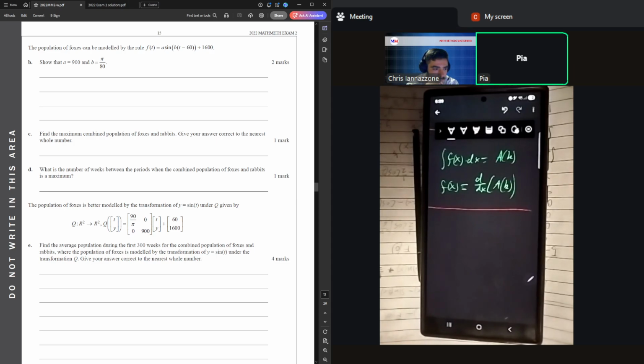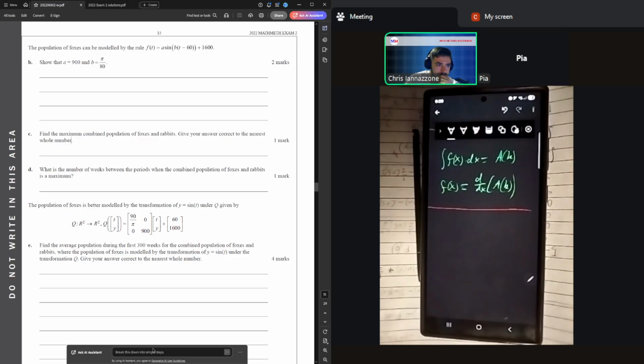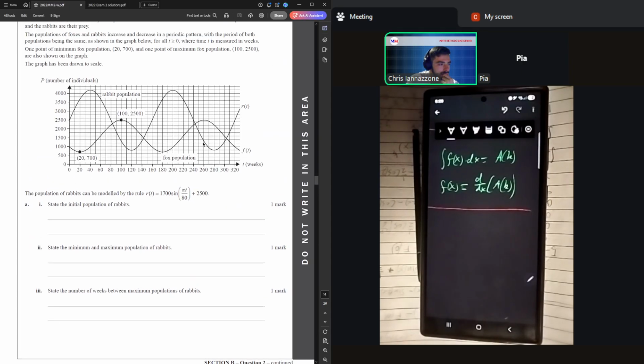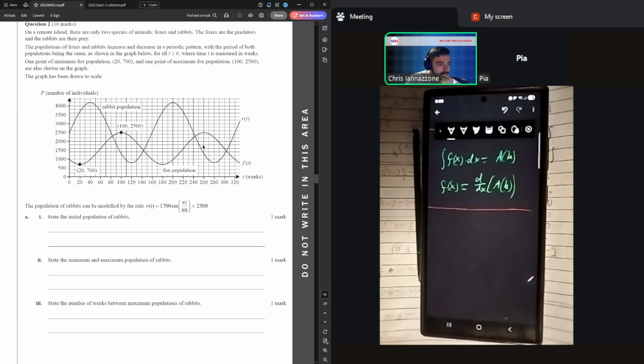Would we just sub it in and add both fox and rabbits? Sub it in both. So, what exactly do you mean by adding both fox and rabbits? Like adding the maximums of, so this peak here to this peak here, adding both of those.